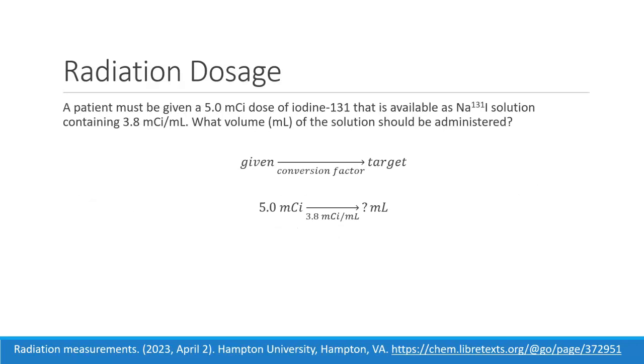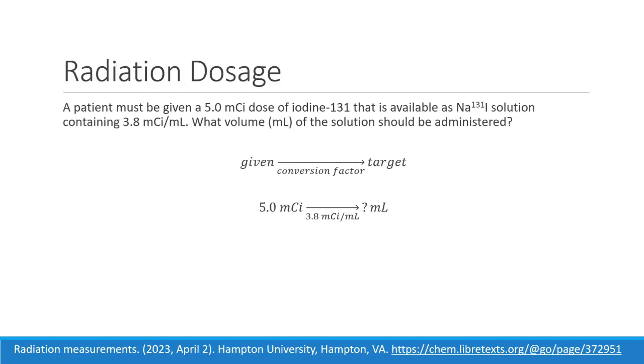So the problems are going to look something like this. You have a patient that's been given a 5 millicurie dose that is available in a solution containing 3.8 millicuries per milliliter. What volume of the solution should be administered? When we are setting up unit conversions, we typically want to identify the given information, the conversion factor, and the target.